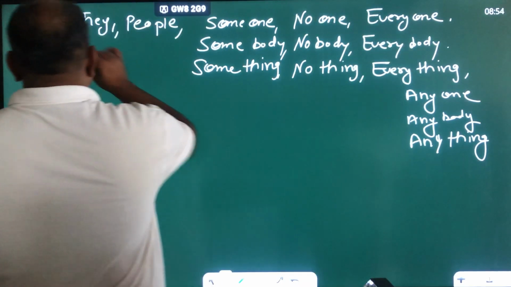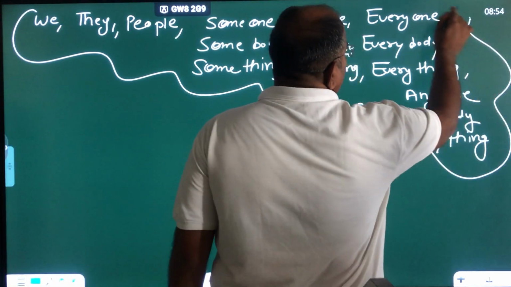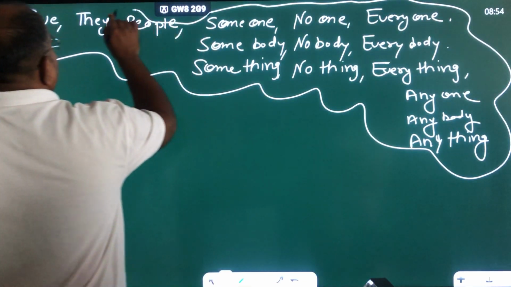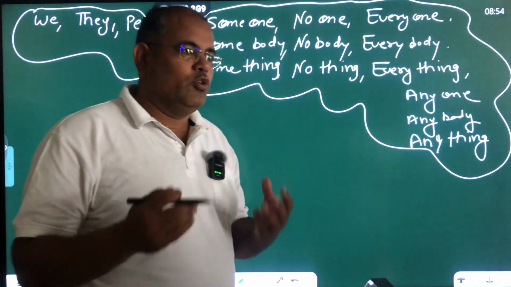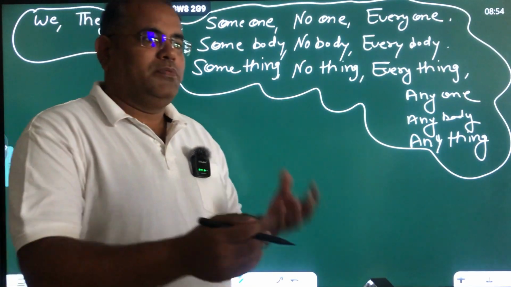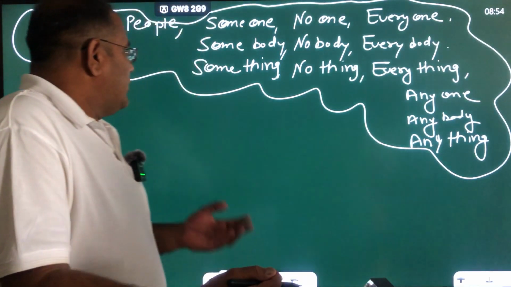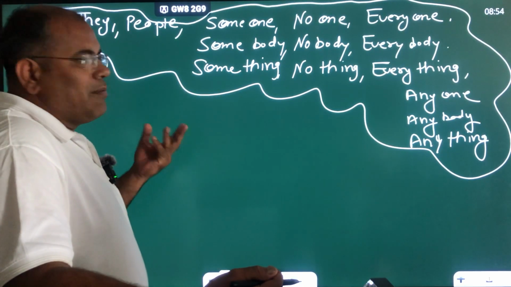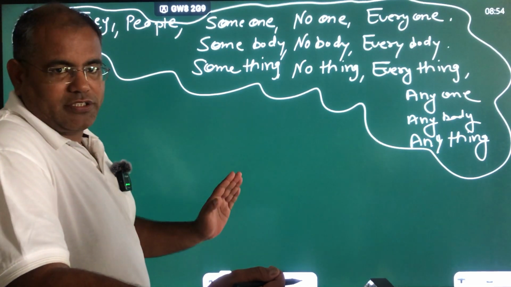Guys, these are unimportant, meaningless, useless subjects which are used in the active voice sentence as a subject, and we don't use these words as an object in the passive voice. Is that clear? Guys, now I explain some examples where we don't use these unimportant subjects.